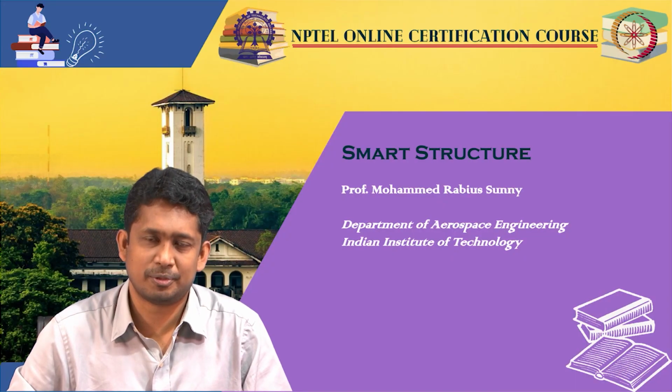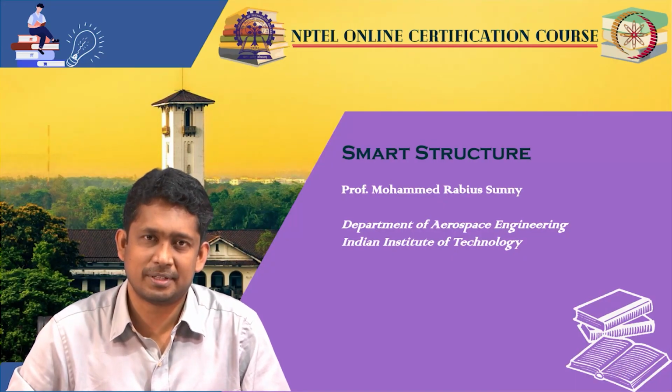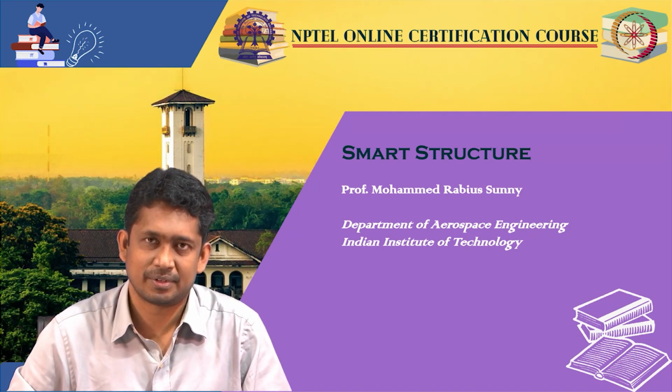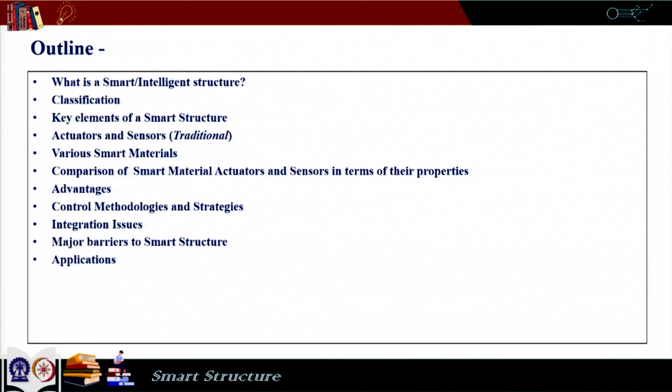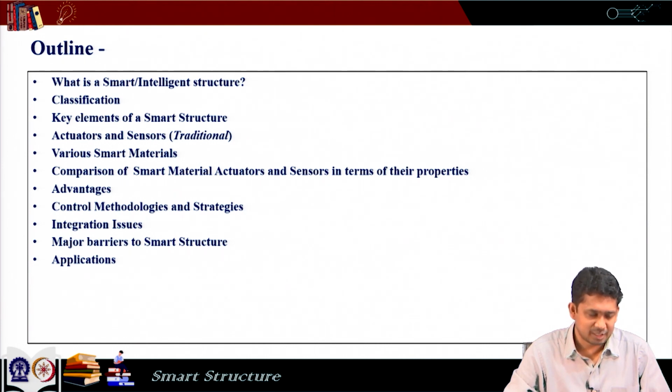Welcome to the first lecture of this course. We will start with a basic introduction to the smart structures. So, these are the items that we will deal with for first 3 weeks. We will at first see what smart structures are, and then we will talk about some classifications, key elements of a smart structure, and then we will see some of the traditional actuators and sensors, and then we will see smart materials, and we will have a comparison of smart materials, actuators and sensors in terms of their properties.